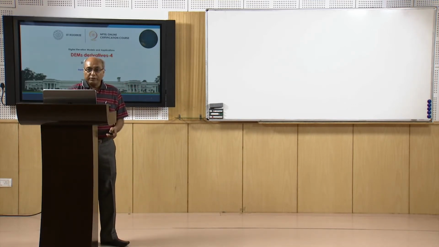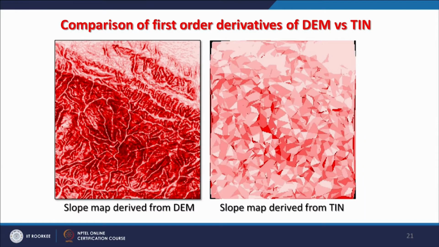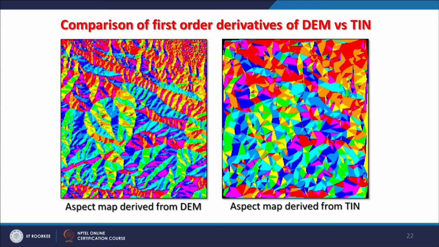So, I am taking a few examples. The first one we have taken is about the overall digital elevation model and TIN. Now, here we have a slope map derived from the digital elevation model and a slope map derived from the TIN; the boundary issue is still there. Now, the aspect map. The aspect map looks quite close, not as different as in the case of slope maps, but still it is not as similar as the aspect map derived from a digital elevation model. The same boundary problem will also be here.